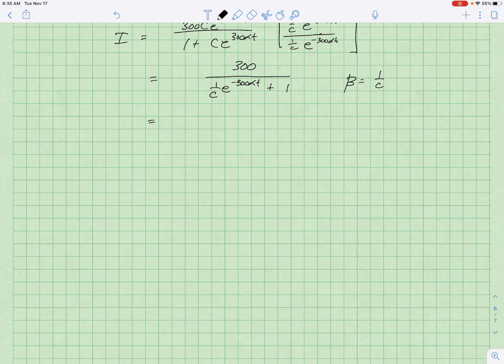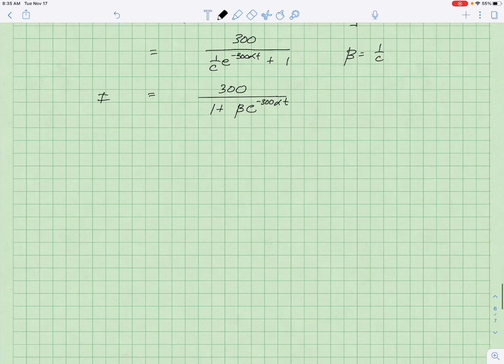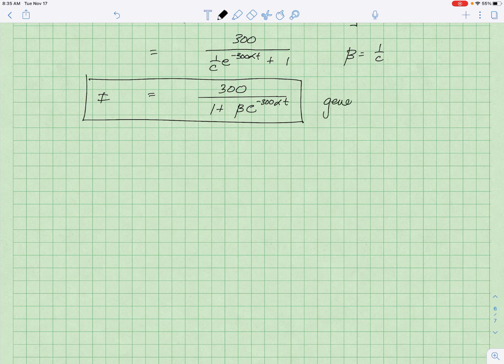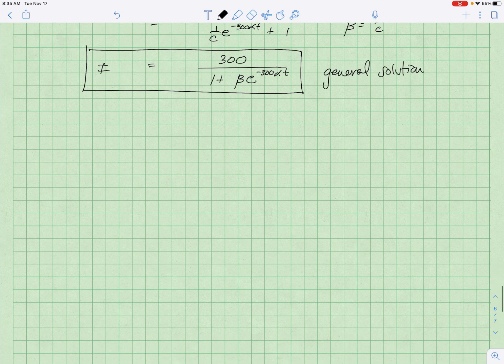So this is 300 over 1 plus beta e to the negative 300 alpha t is the number of infected. There's my solution. This is my general solution. And we now need to solve for beta and alpha.